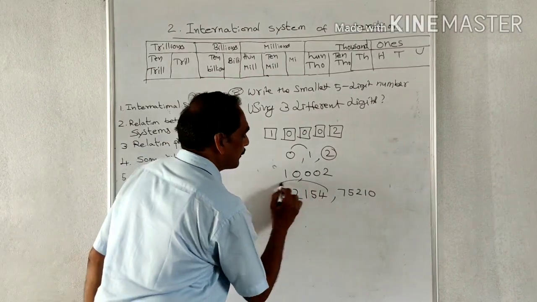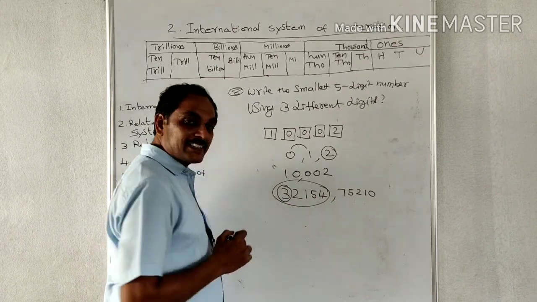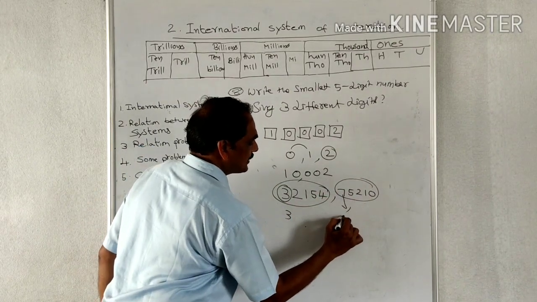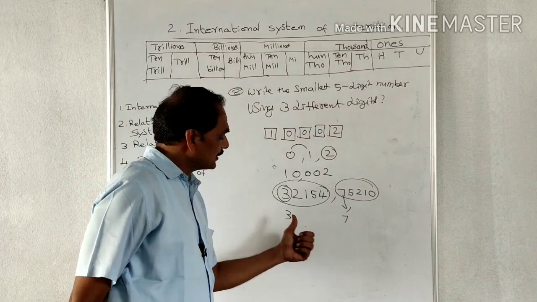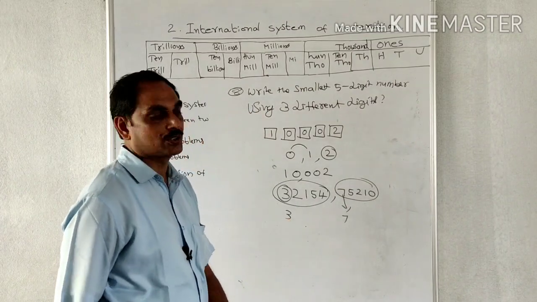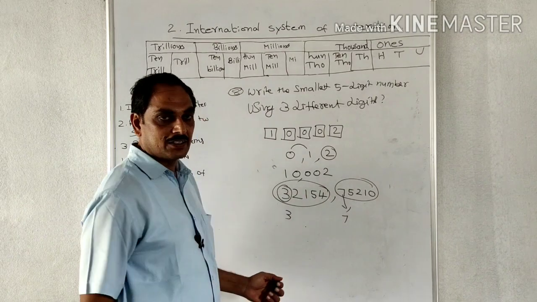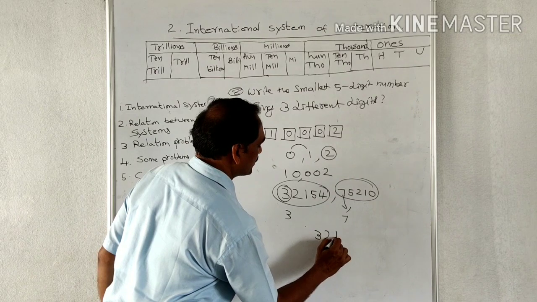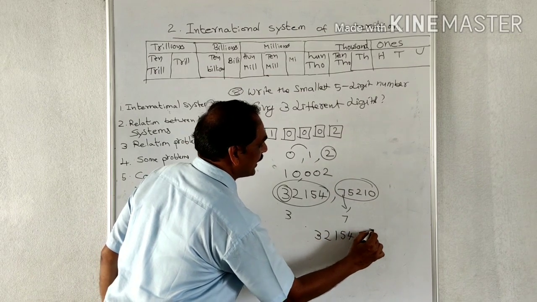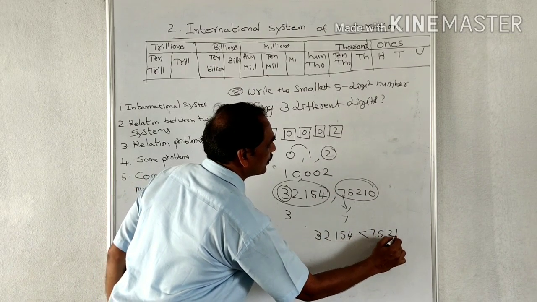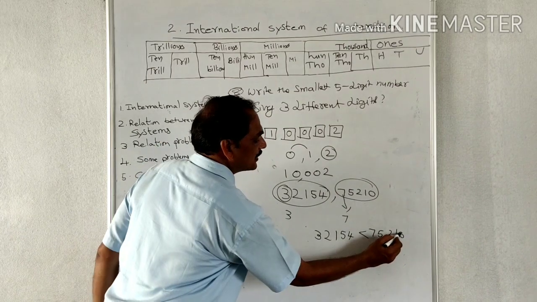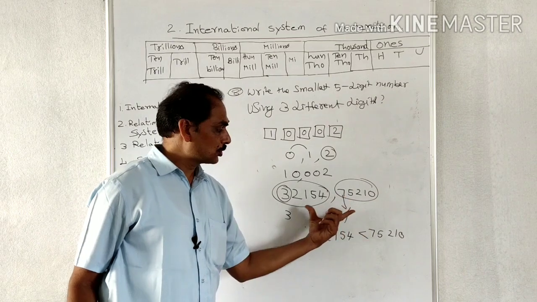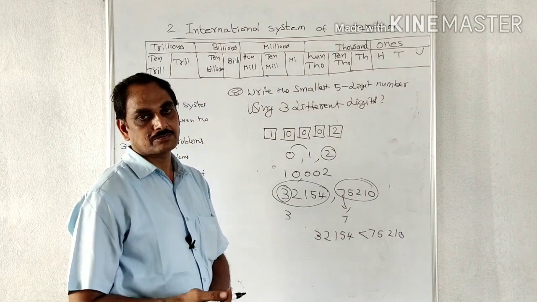In the first number, the leftmost place is 3. In the second number, the leftmost place is 7. Of these, 3 is the smaller digit, so this is the smaller number. We write this as 32,154 is less than 75,210. This is the first step when the number of digits in two numbers is equal.